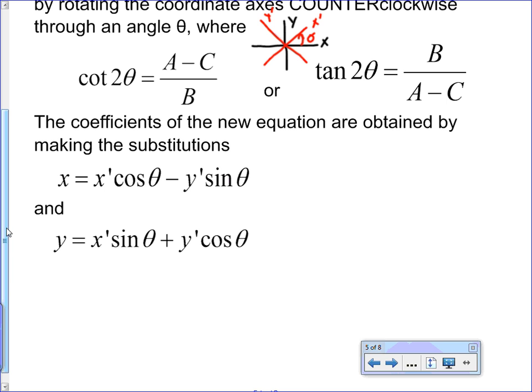So what this is saying is, in that very original equation that has the bxy term, that's all in terms of regular x's and y's. We're going to go into that equation and replace all of those regular x's and y's with whatever we get in these two substitutions. So x is x prime times the cosine of theta minus y prime times the sine of theta, and y will be x prime times the sine of theta plus y prime times cosine theta.